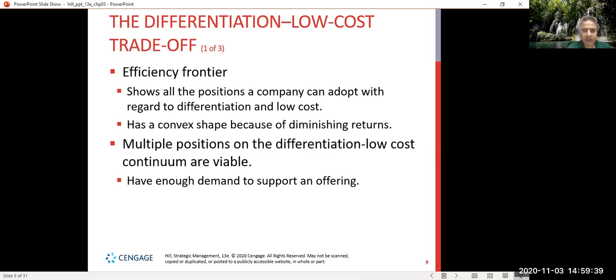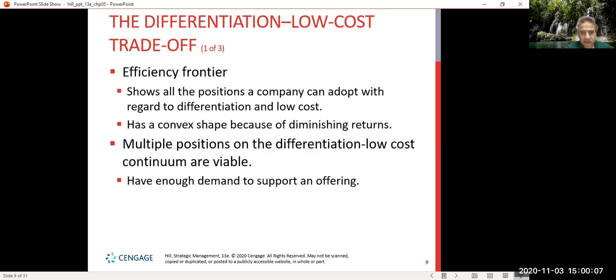So the companies are creating a balance between the differentiation and the low cost. It is not that either they are following differentiation or the low cost, but it is a certain kind of a combination. So that's a convex curve which has been shown in the figure 0.52, illustrating what is known as the efficiency frontier, also known in economics as a production possibility frontier.